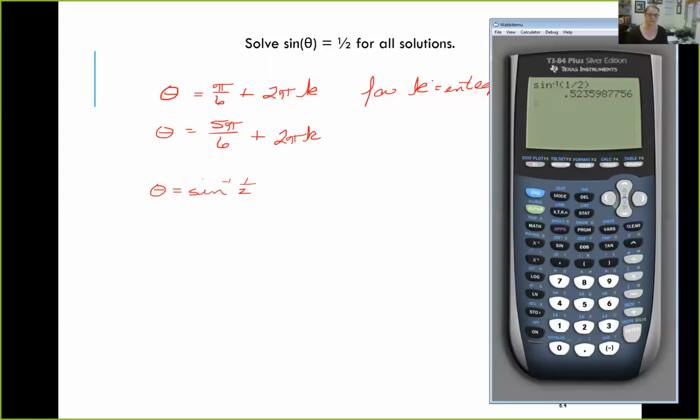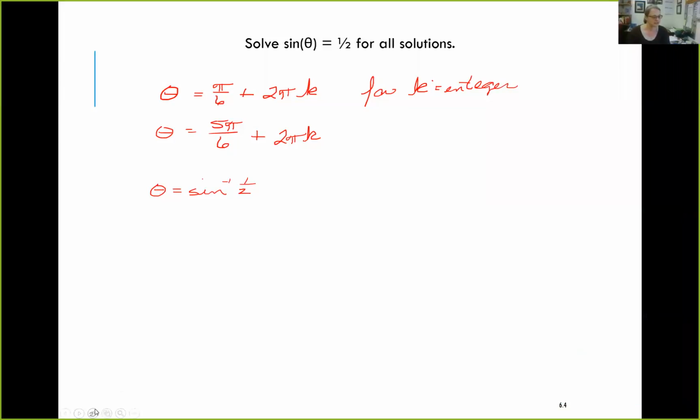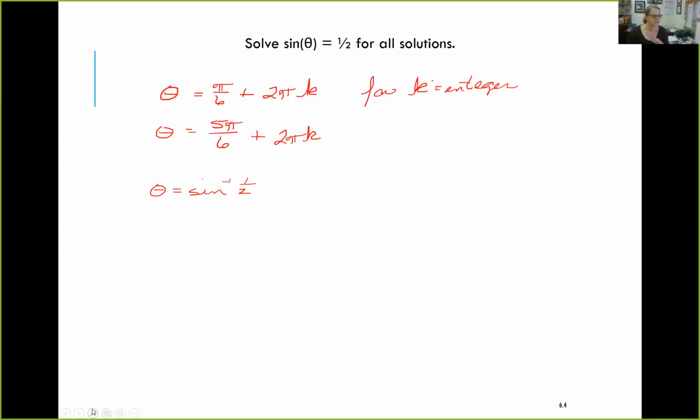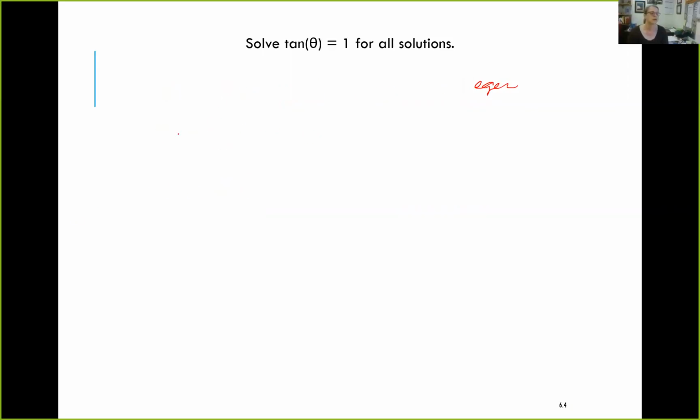Let's take a look at another example. Let's do this one instead. I like this example better. We'll go ahead and use this slide, but we're not going to do this. You know how to do this. You would just graph tangent. Well, we can do it real quick. Let me erase this.